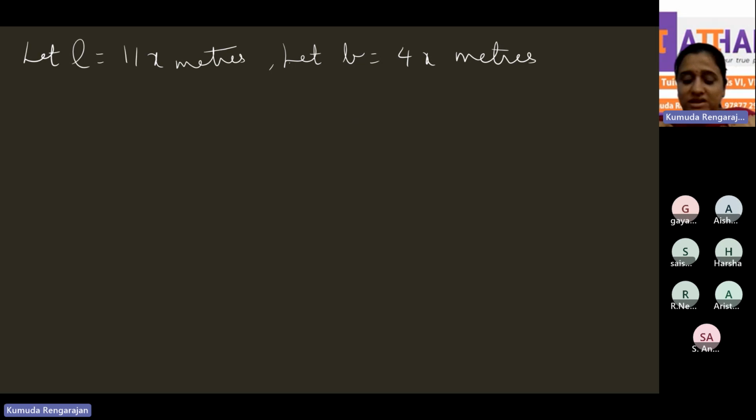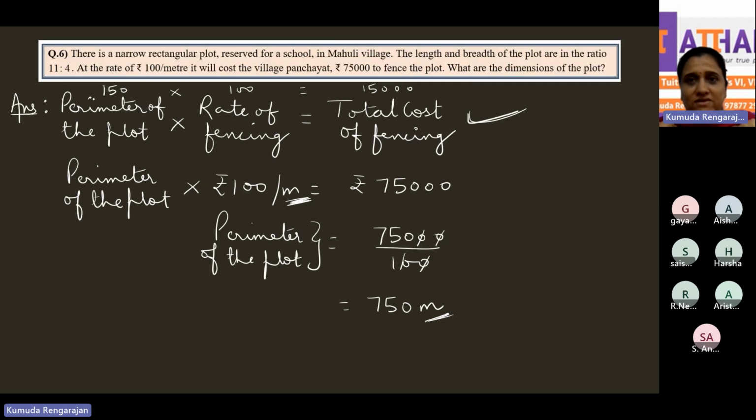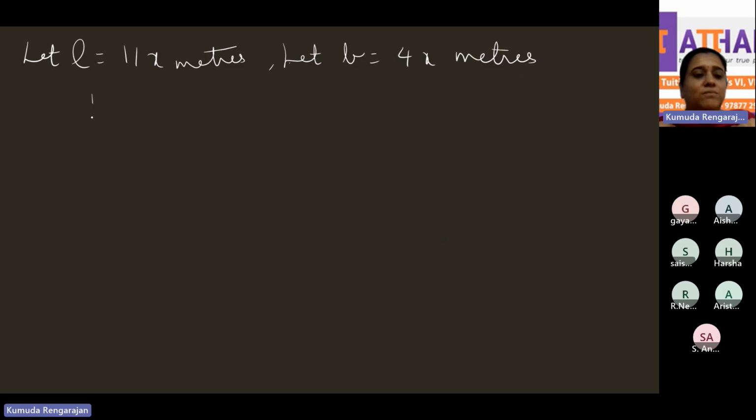So let L, what is the ratio given, children? 11:4. Okay, so let L, the length of the plot, be 11x meters and let the breadth of the plot be 4x meters. Is this understood? Okay. Now, how do you find the perimeter? 2 into L plus B. You know the perimeter, right? 750 meters.